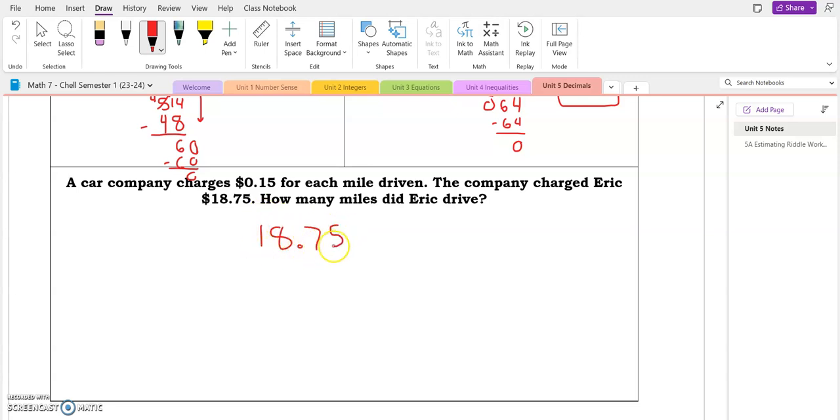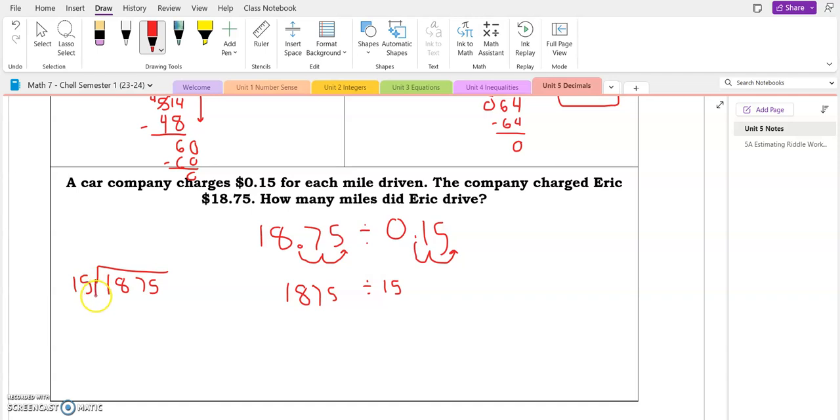So 18.75 divided by 0.15. But again, we never want to divide by a decimal, so we're going to go ahead and shift this decimal back 2 times. That way it's simply just dividing by 15 now. If we shift this decimal twice, though, this decimal has to also be shifted twice, which is 1875 now. And now we can go ahead and line it up, put our 1875 on the inside, put our 15 on the outside.